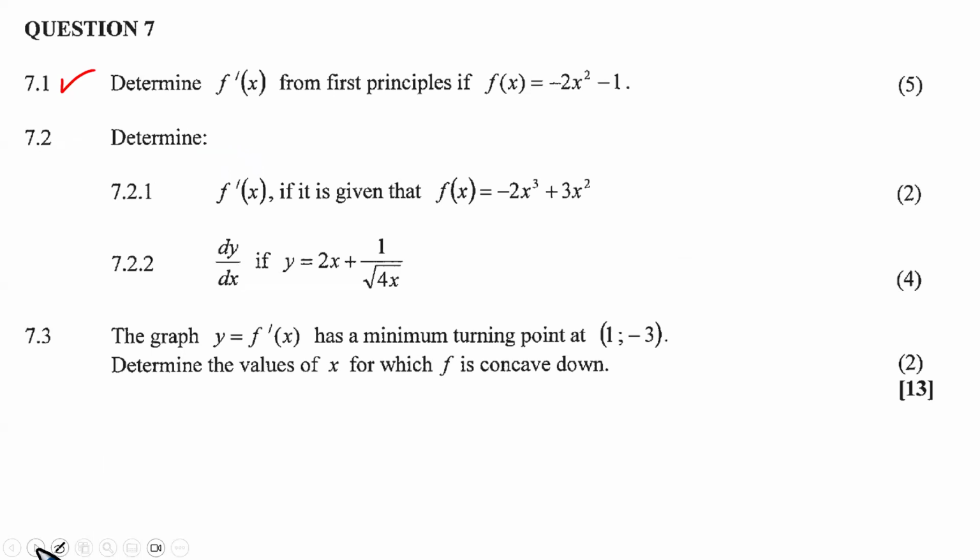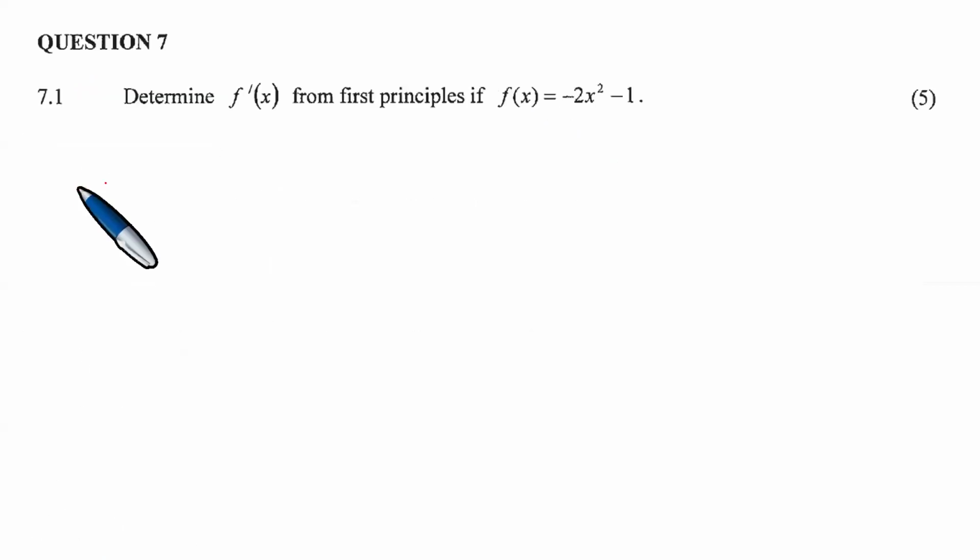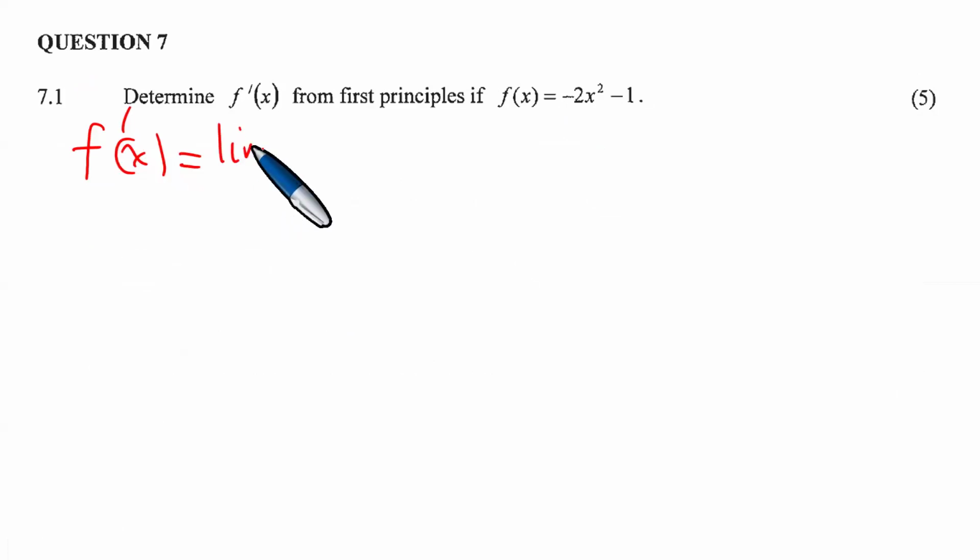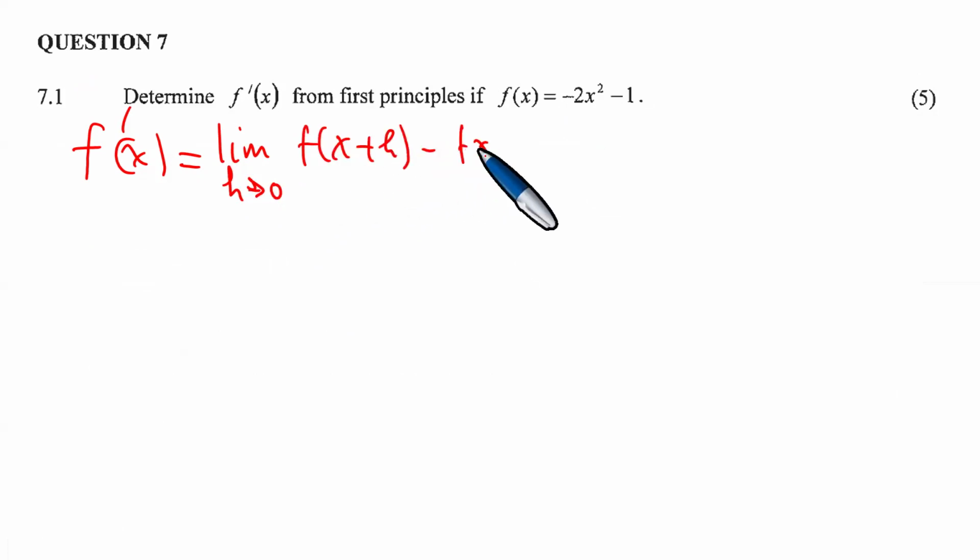So we recap on that by looking at question 7.1, where the question says determine f prime of x from first principles if f of x is minus 2x squared minus 1. There are a couple of questions you shall have a chance to do. First principles is very important: f prime of x is the limit as h approaches 0 of f of x plus h minus f of x, all divided by h.